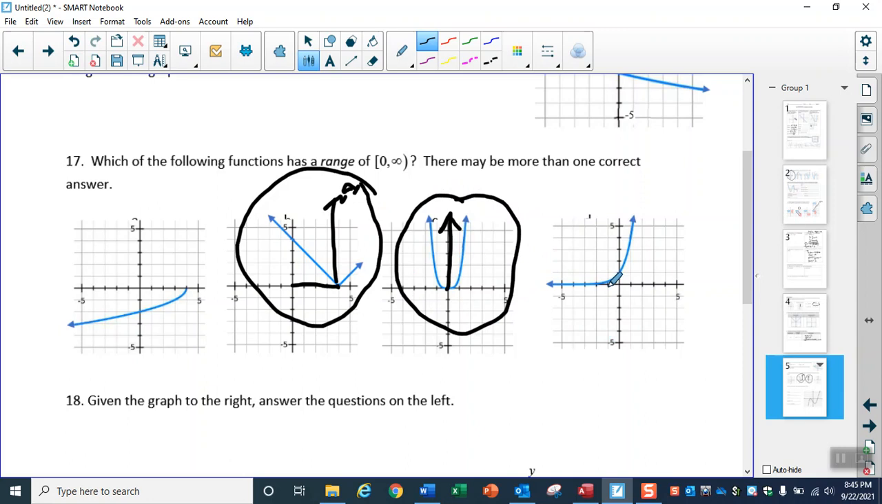Now here's the difference. This is also 0 to infinity, but notice this is a horizontal asymptote, right? So it approaches 0, but it never gets to it. Okay, so this would be parentheses. This one would be 0 to infinity, but since this is a horizontal asymptote, 0 is not included, so it's not that one. It's just these two in the middle.